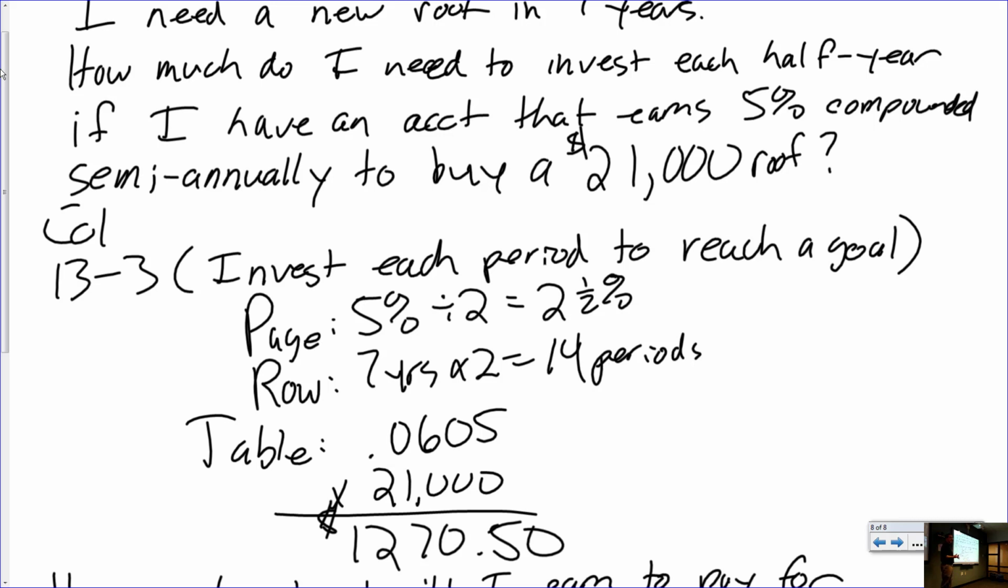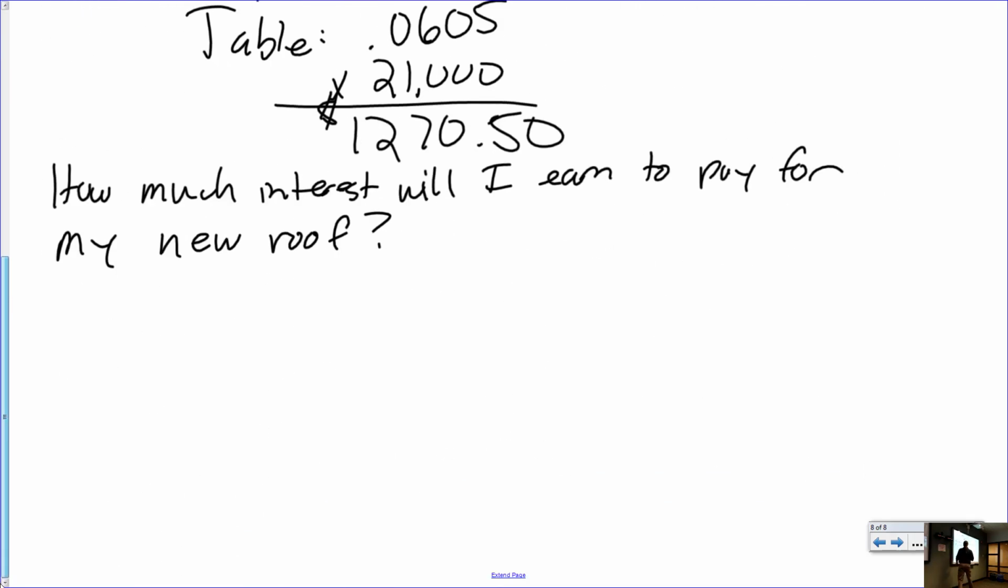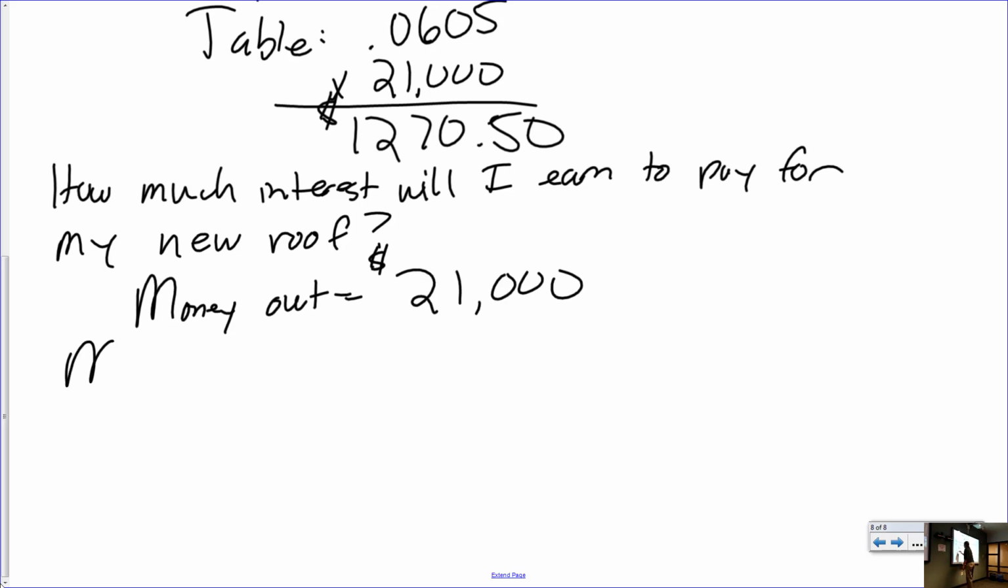How much money am I going to take out of this account? 21,000, right? Because that's how much I need for a new roof. How much money am I going to put in? 1270.50 times 14. Why times 14? That's how many periods.